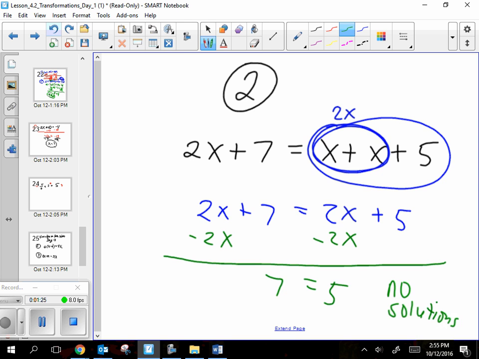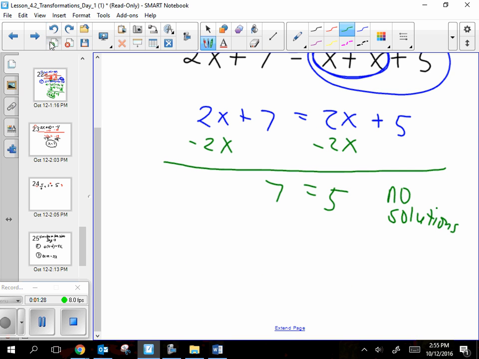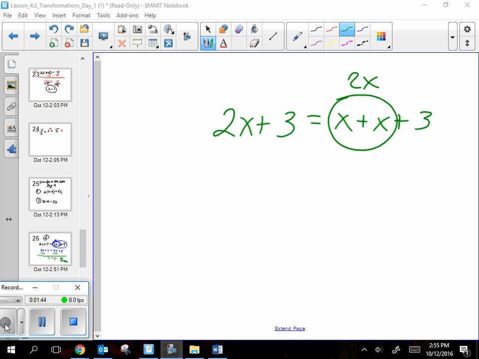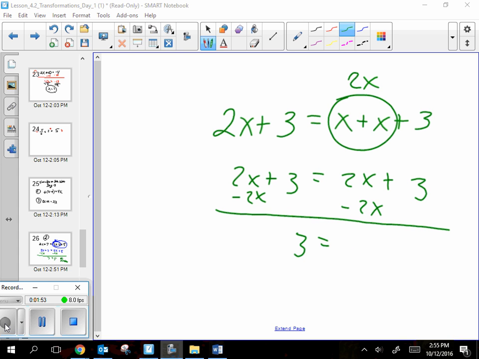All right, if we go to the opposite, what if we had one that was a true statement, like 2x plus 3 equals x plus x plus 3. In this case, we'd start by adding these together, makes 2x, and then we'd have 2x plus 3 equals 2x plus 3. You subtract off 2x because you have variables on both sides, and then you have 3 equals 3. That's a true statement. And therefore, the answer for one of these is to say all real numbers.